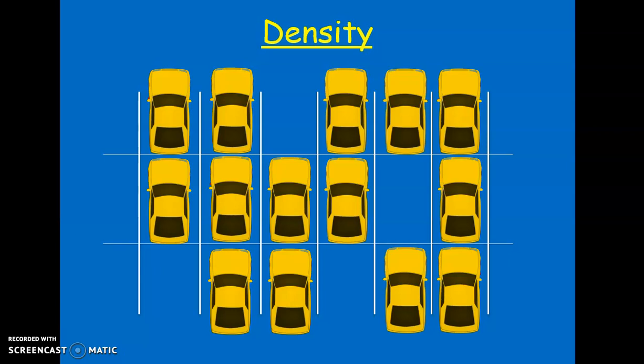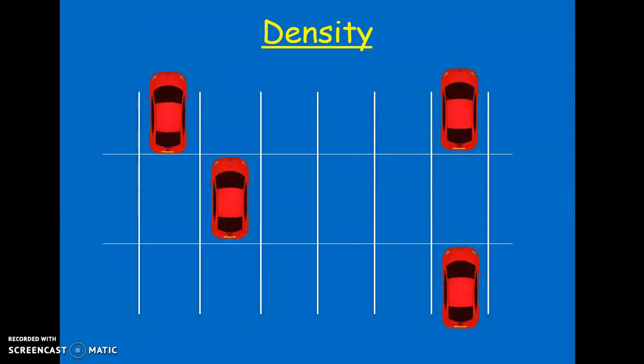I would say the yellow car park is more dense because there are more cars, which represent the mass, in the same amount of space, which represents the volume. Whereas in this scenario, we've got fewer cars, so less mass in the same amount of space. The amount of space of the car parks doesn't change. The amount of stuff inside it does. The more stuff in the same amount of space, the more dense something is.